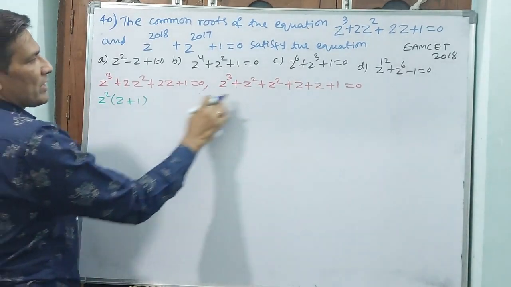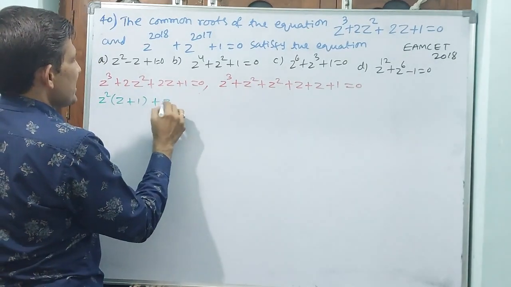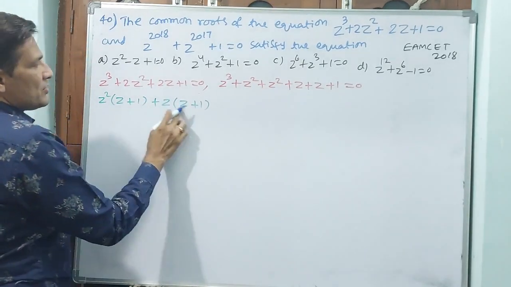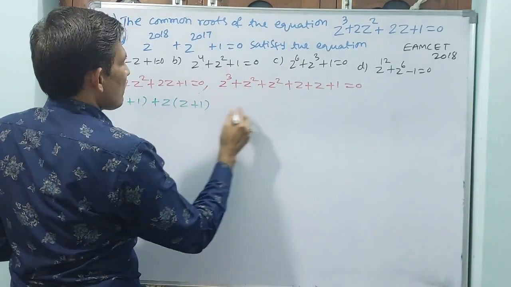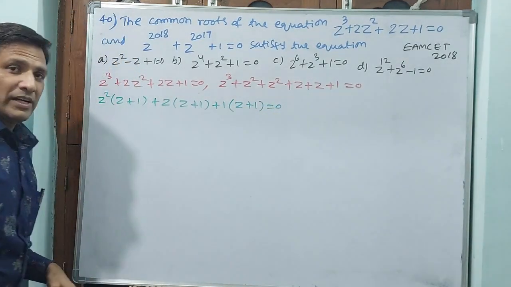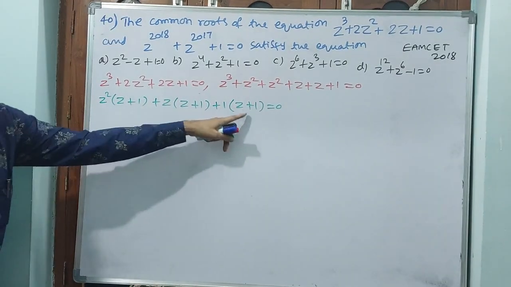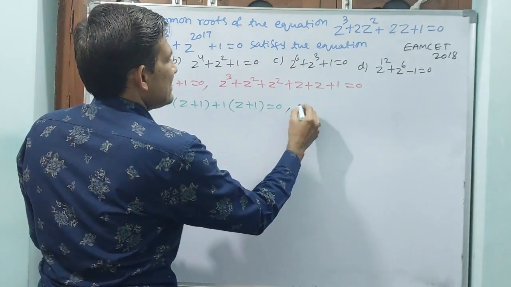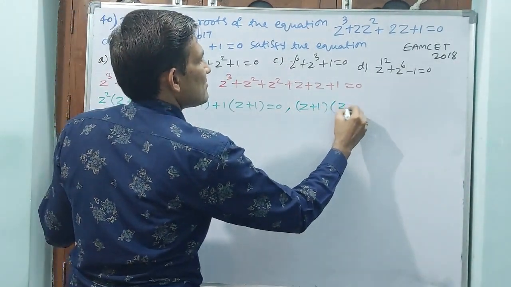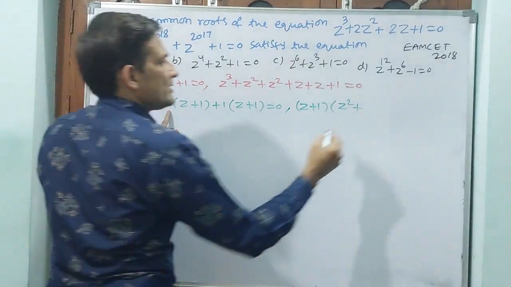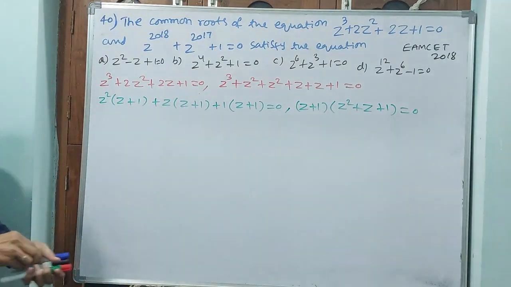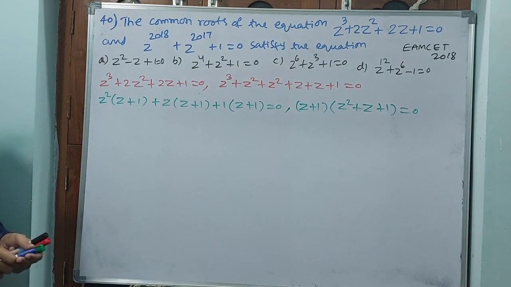Z cube plus z square. Okay? Again here z I am taking common. Plus z, if I take common, z plus 1 will be there. Z square plus z. Again 1 I am taking common, z plus 1 will be there. Okay? Now z plus 1, z plus 1, z plus 1. You take z plus 1 common now: z plus 1 times z square plus z plus 1. Understand this logic? Okay?